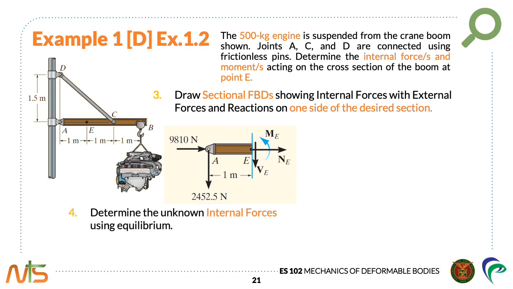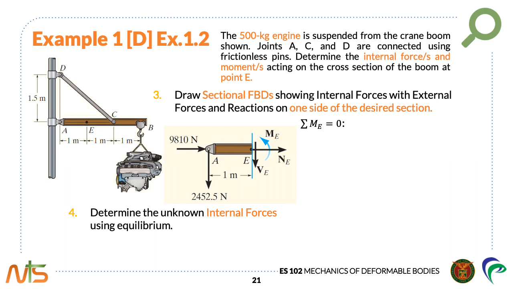Using equilibrium equations, we can now determine the internal forces and moment acting on the cross-section of the boom at point E. Again, using equilibrium equations, we follow the sign convention in ES 101. Positive if going to the right, positive if upwards, positive if counterclockwise. First, we have summation of moments about point E equal to 0. So we have ME. ME is positive since it is counterclockwise.